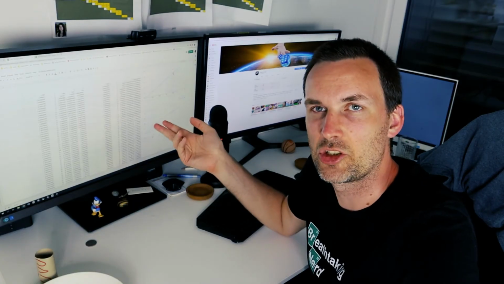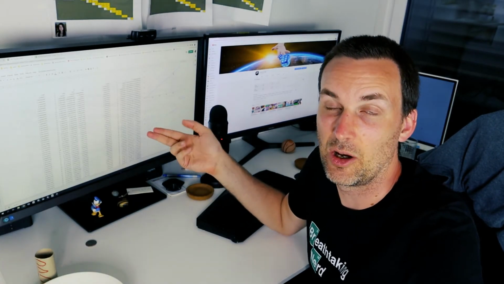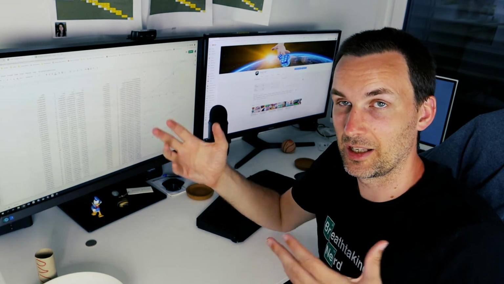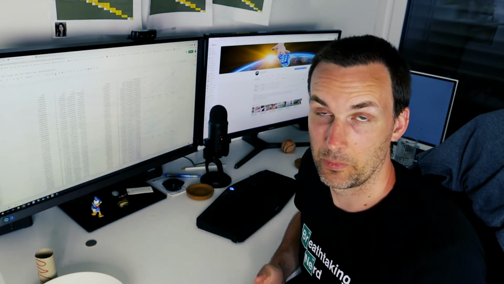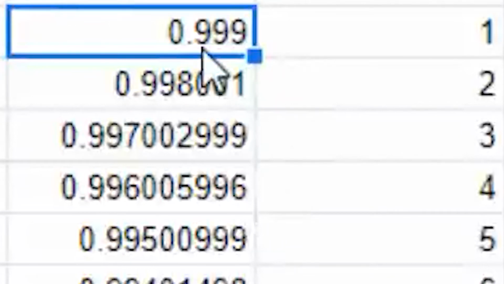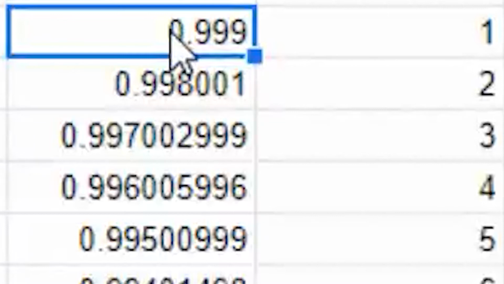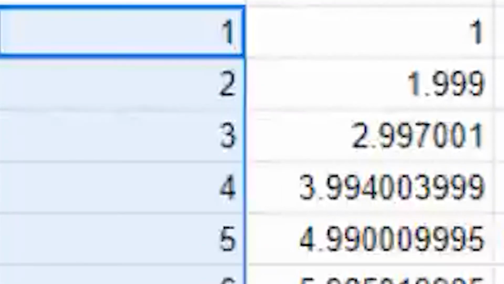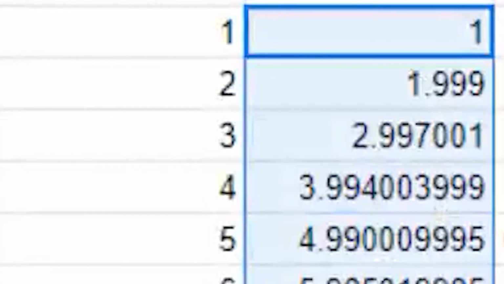So I made an Excel sheet to show you guys how this actually behaves if you put in different probabilities and add them up over time. Here we have the probabilities for 0.999, 1 in 1,000. Instead of the 100-sided dice, we have a 1,000-sided dice. This is if you add the probabilities like 1 plus 1 equals 2. And this is what the probabilities actually are.